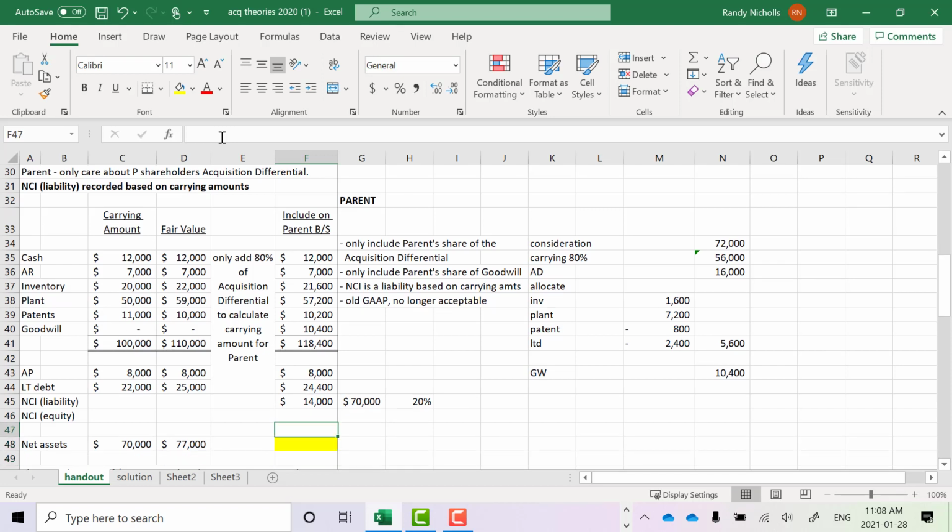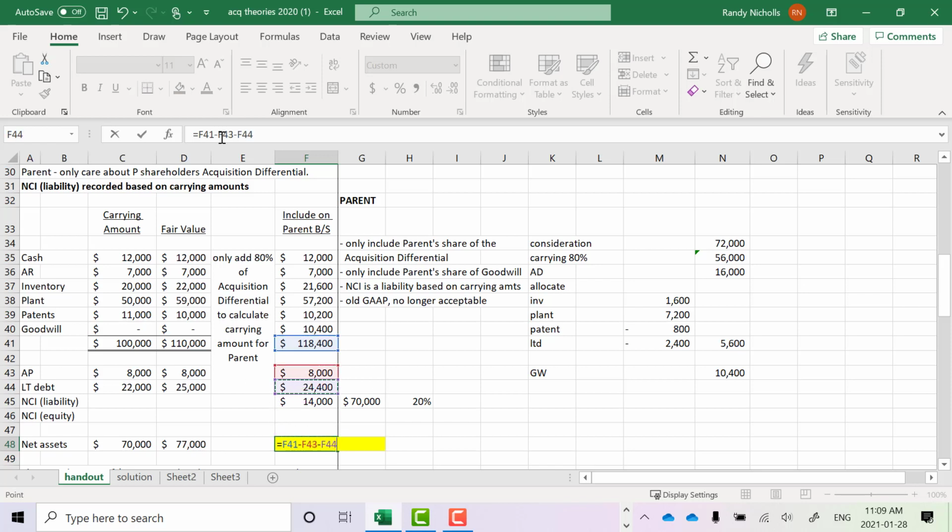Okay, and then if I just want to do my check again to see, am I picking up $72,000 of net assets? Because that's how much I invested, so it's kind of my match. So I'm getting 118.4 of assets minus these three liabilities, because NCI is a liability. Life is good.